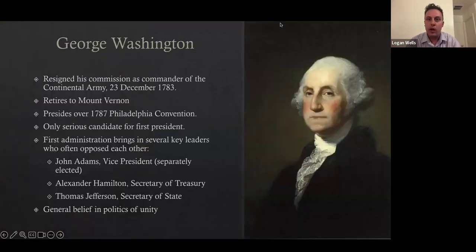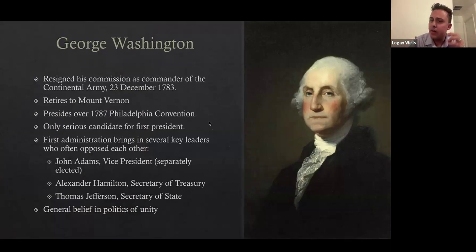So, with Washington, a couple of things about him. He resigns his commission December 23rd, 1783. He decides that he's going to retire to Mount Vernon, right? He's done with public duty. He's done serving in the military. He has no interest whatsoever in continuing to get involved in political or military affairs.